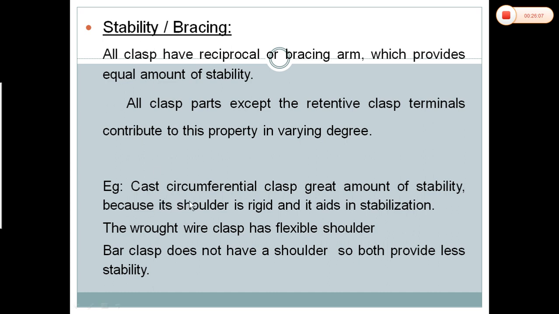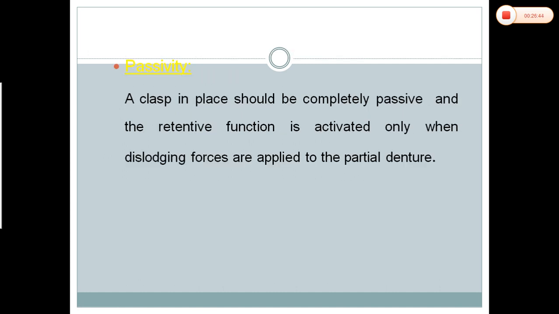For example, a cast circumferential clasp provides a greater amount of stability because its shoulder is rigid and aids in stabilization. Coming to wrought wire, it is flexible, so the more flexible it is, the less the stability. A bar clasp does not have a shoulder, so it provides less stability. So when you compare a C clasp and a bar clasp, the C clasp consists of a shoulder which is rigid and provides greater stability. The bar clasp, which does not have a shoulder, has less stability.